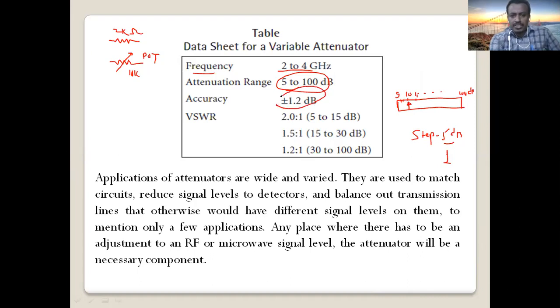Accuracy, as we have discussed, is less accurate compared with fixed attenuators. It can be plus or minus 1.2. And another very important point is the voltage standing wave ratio: how much impedance match there is between this attenuator and the rest of the system. Okay, so we'll continue next class.